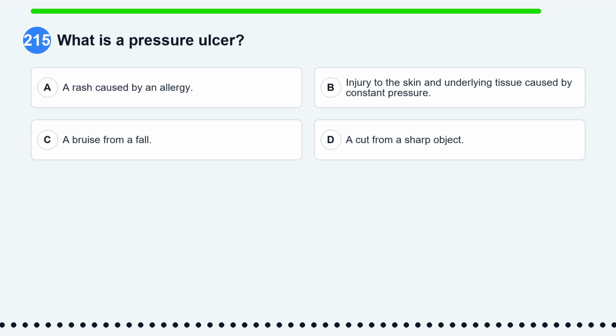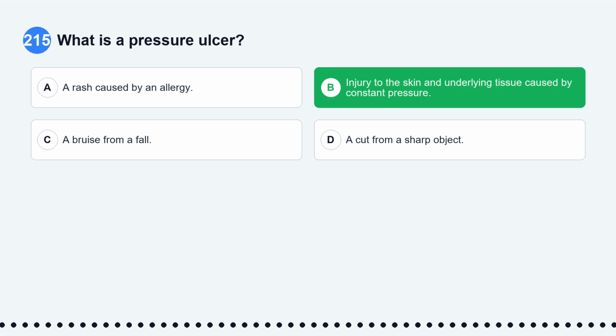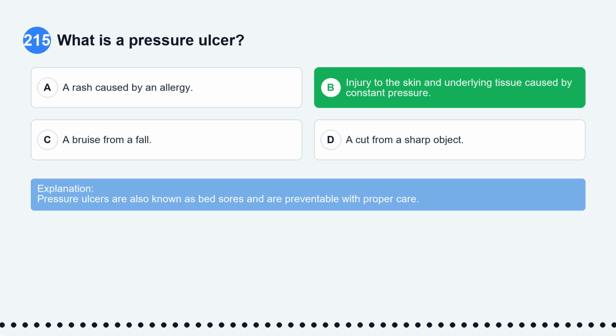Question 215. What is a pressure ulcer? Option A. A rash caused by an allergy. Option B. Injury to the skin and underlying tissue caused by constant pressure. Option C. A bruise from a fall. Option D. A cut from a sharp object. The correct answer is option B. Injury to the skin and underlying tissue caused by constant pressure. Pressure ulcers are also known as bed sores and are preventable with proper care.